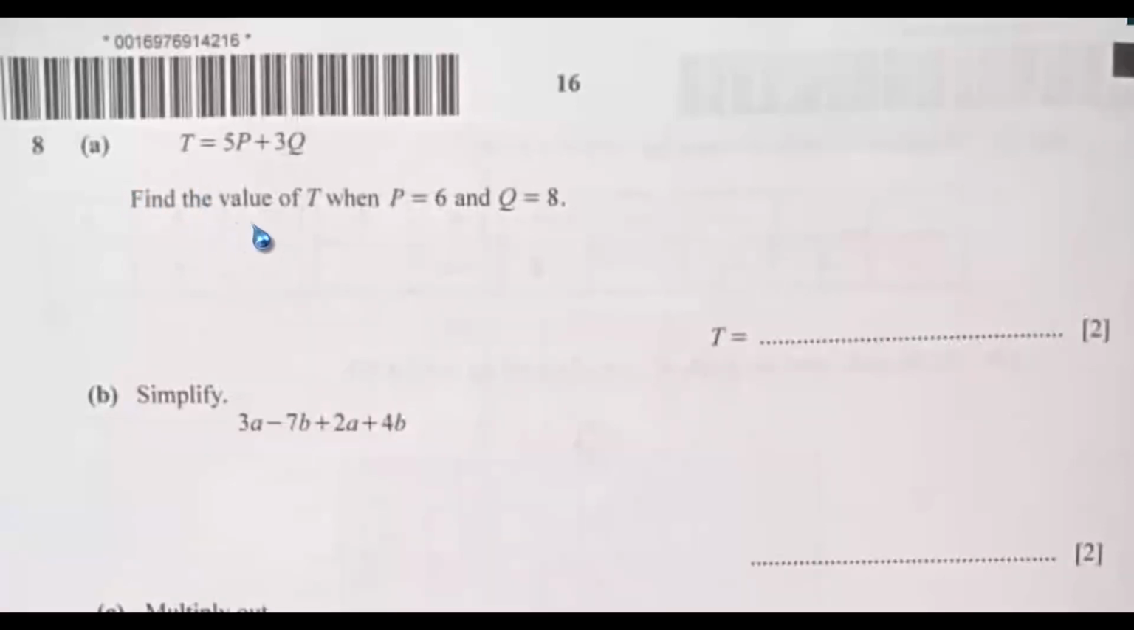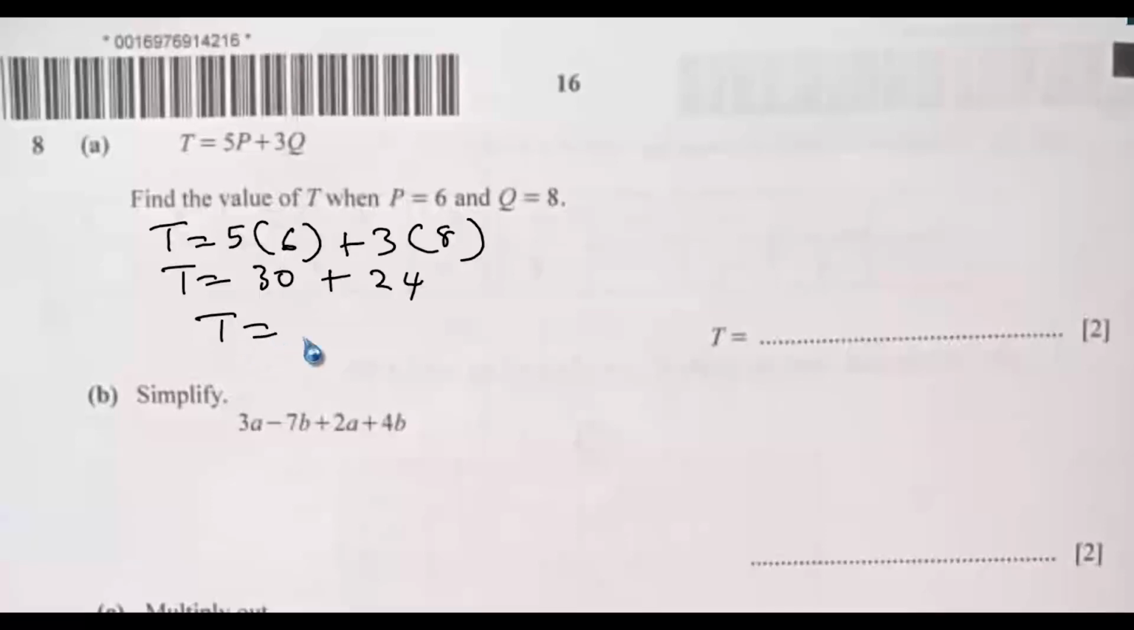We are asked to find the value of t when p is equal to 6 and q equals 8. So let's substitute the values. You have t equals 5 times the value of p, which is 6, then add 3 times 8. So you have t equals 5 times 6, 30, plus 3 times 8, 24, and 30 and 24 add up to 54. So I can put 54 here.